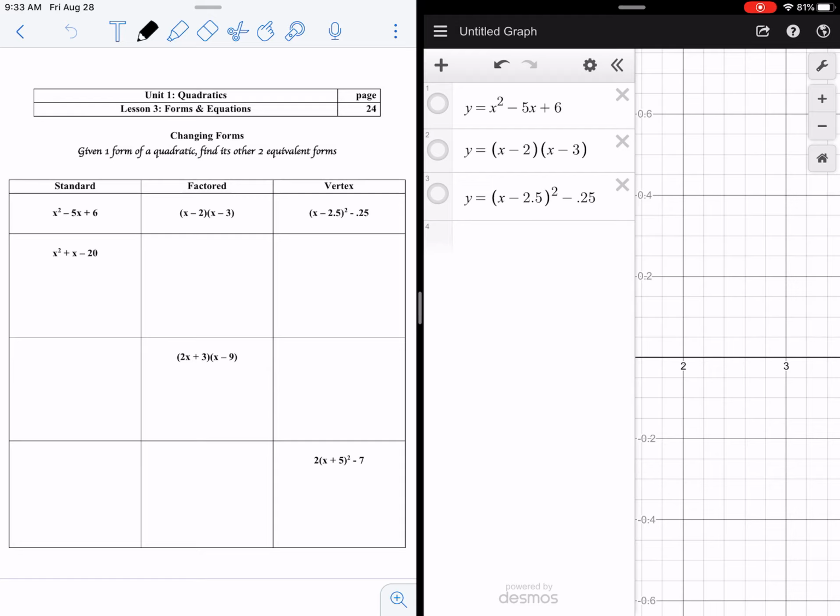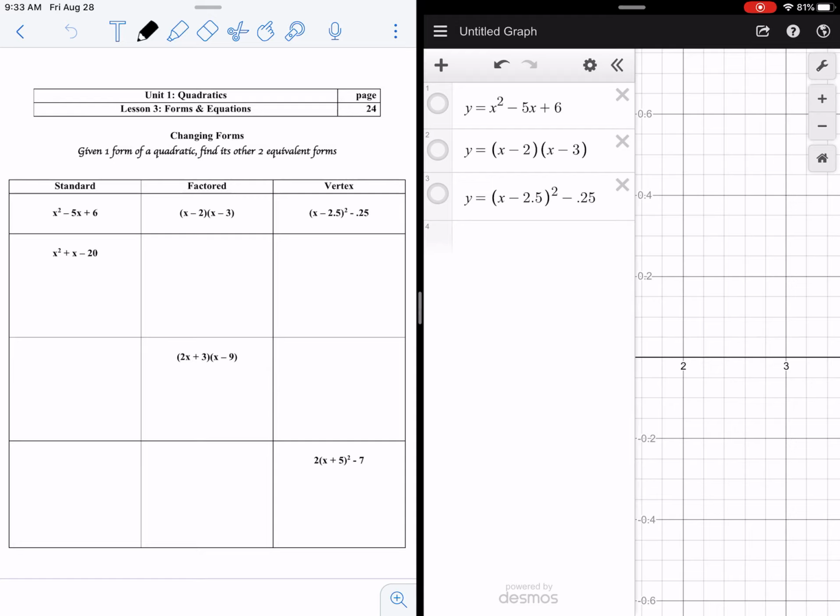To go from factored to vertex, you have to be able to go from factored to standard, and then from standard to complete the square. And then from vertex, you have to be able to do order of operations. Vertex to factored, you have to go from vertex to standard, and then from standard to factored. So it's a lot of inconveniences and things to remember.